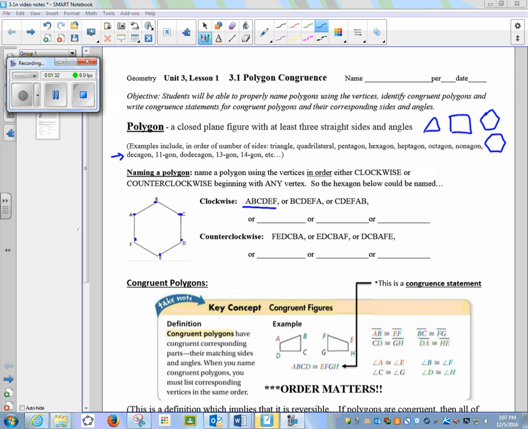So you need to fill in the rest of these. I started at A, I started at B, I started at C, now start at D, and then start at E, and then start at F. And just give me what those names would be in order.